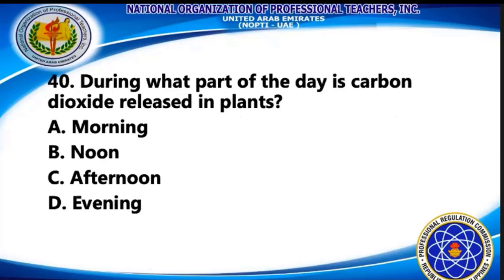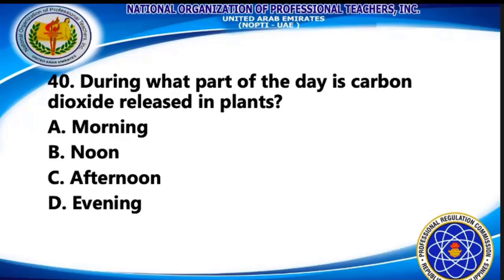40. During what part of the day is carbon dioxide released in plants? Nag-release ba ng carbon dioxide ang plants? O, siyempre, baka alam lang natin sa photosynthesis. Di ba, sir, ang carbon dioxide, nire-release yan ng animals, tapos ginagamit ng plants para mag-produce ng oxygen. So, dapat ang nire-release ng plants ay oxygen para gamitin ng tao, tapos si tao mag-give off ng carbon dioxide. Di ba?